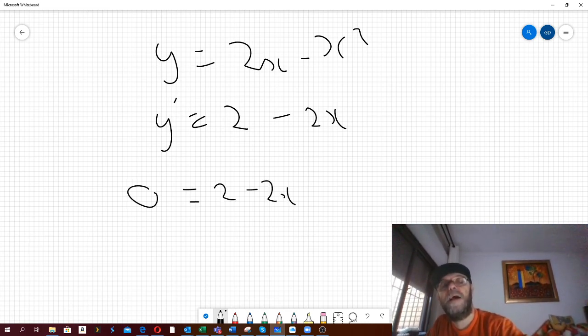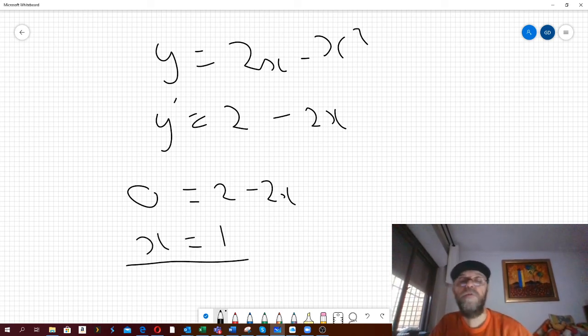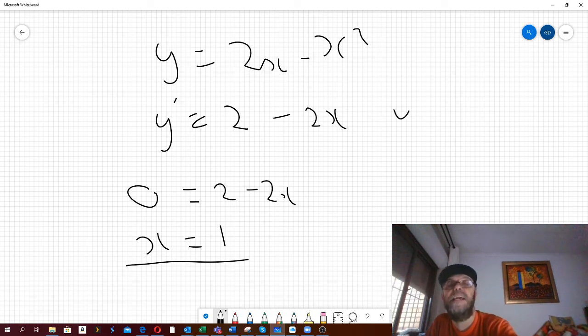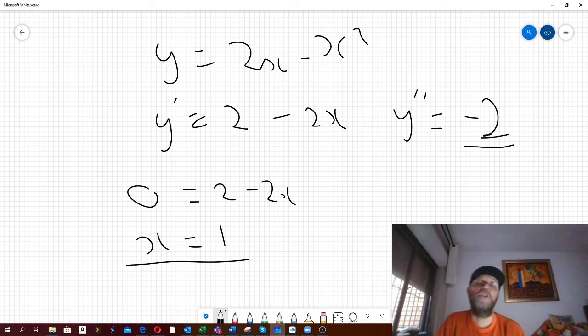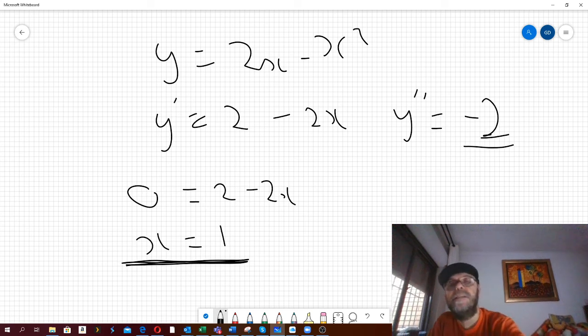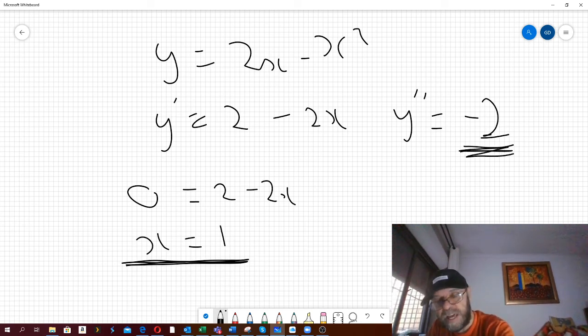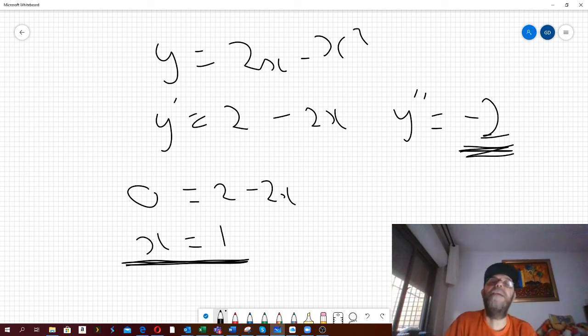We then get that minus 2x equals minus 2, which means that x equals 1. So a stationary value occurs at the point x equals 1. If we differentiate a second time, we get the answer of minus 2. Now, that is negative. So what we can say is that at the point x equals 1, since the second derivative is negative, it means we have a maximum occurring.